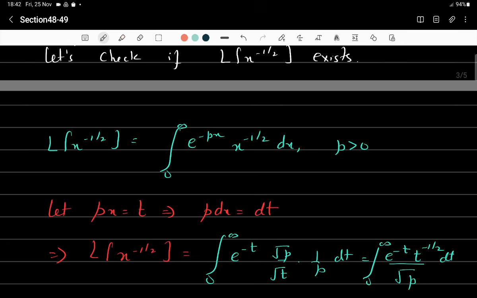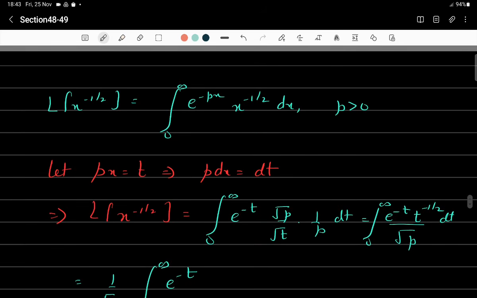Do you know its value? If you see this one and recall the gamma function, what is gamma n? It is the integration from 0 to infinity of e raised to the power minus x, x raised to the power n minus 1. So this is gamma half, and gamma half is root pi.